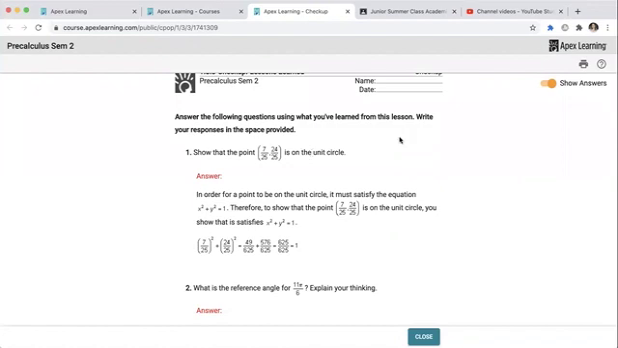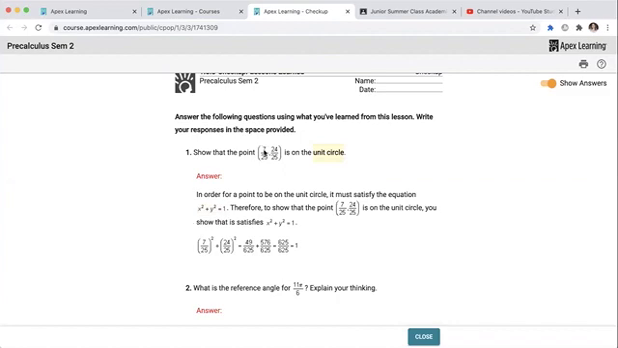To show that a point is on the unit circle, okay, it's wanting you to use one of those new Pythagorean identities, right? Or what it's saying is you have to prove that x squared plus y squared equals 1, right? Because it's on the unit circle. So it has to have a radius of 1.